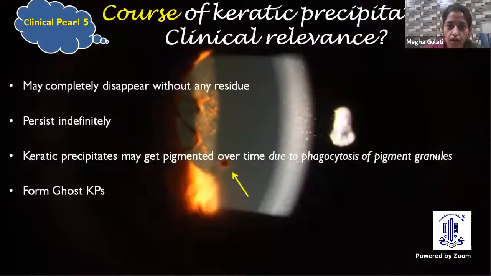Fifth clinical pearl: how do they evolve over the course of time? They may completely disappear without leaving any residue behind, or they might persist indefinitely. Usually they become crenated and pigmented over time due to phagocytosis of pigment granules. Or there might be a lacuna surrounding them due to the endothelial damage there, and they might form ghost KPs.